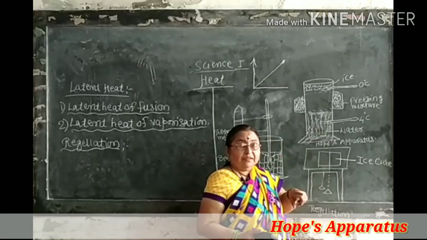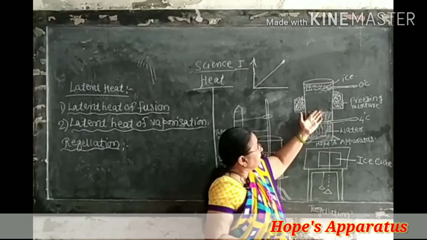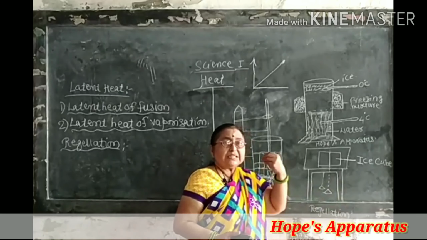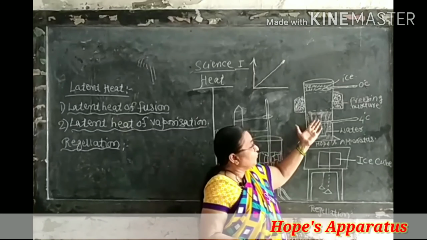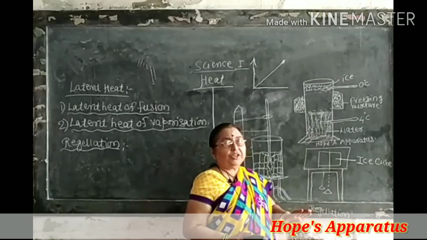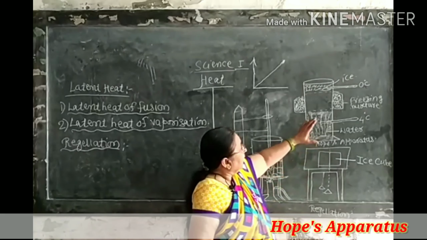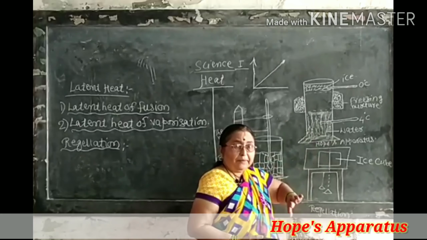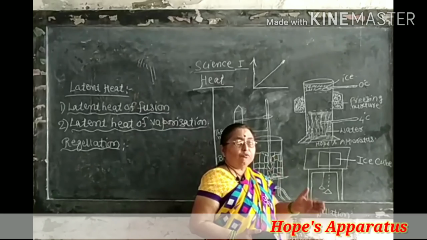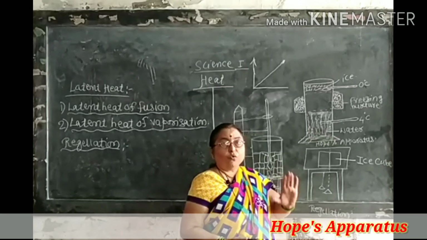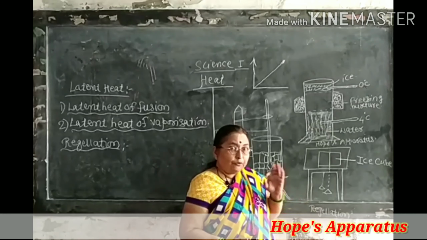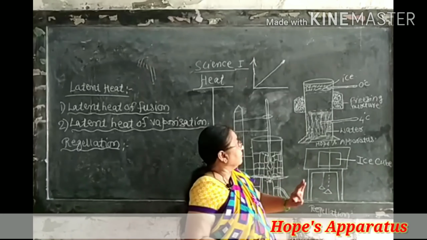Now, after this, the temperature of water starts to decrease again. When the temperature of water decreases below 4 degrees Celsius, what happens at that time? The density of that water decreases and volume increases. Now you see, you remember, you listen.